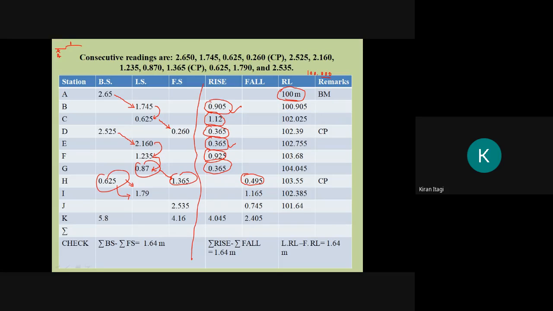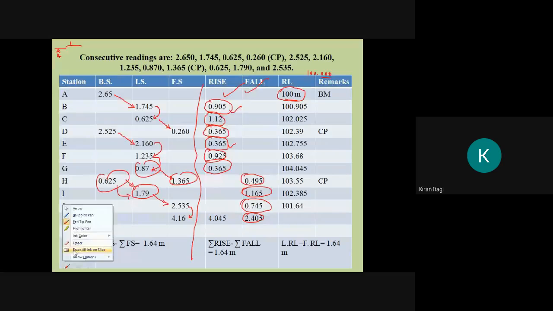Here it is 0.625 minus 1.79, it is again negative, so we will write it as a fall. Again 1.79 minus 2.535, so it is negative, this one is negative. Okay, so this is how we do the calculation. Once you get the rise and fall, then the remaining part is very simple.